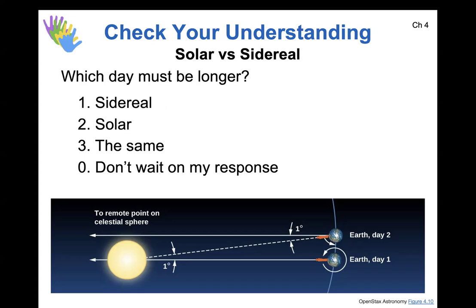And as I said this many times, I meant not to give it away, but which day must be longer? The solar day. The solar day is longer. How many minutes longer is it? Anybody know? How many extra minutes in the solar day compared to the sidereal day?